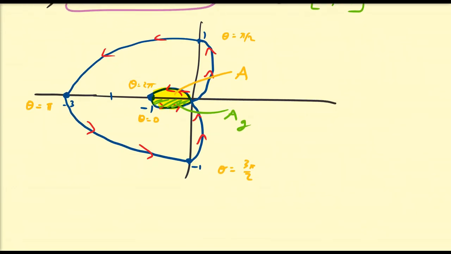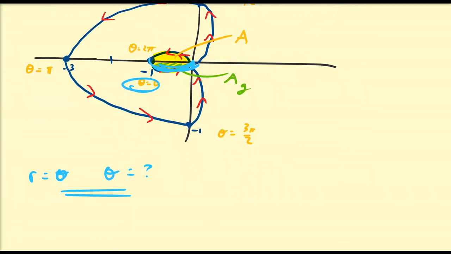Alright, so we need to figure out what the theta value is when it touches the origin. So when r is equal to 0, theta is equal to what? Because we're starting at theta equal to 0 and then going over to the origin, we need to find the value of theta when that is true.